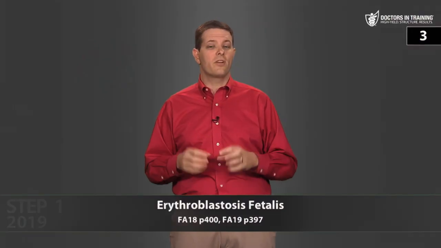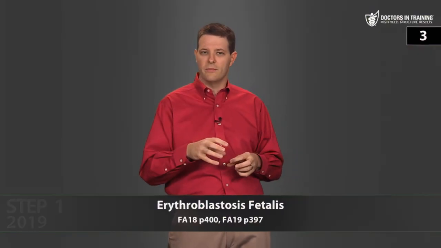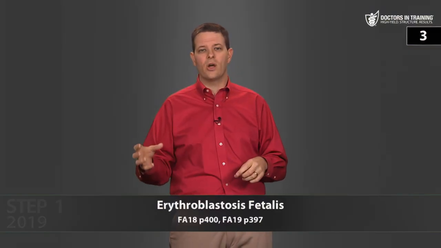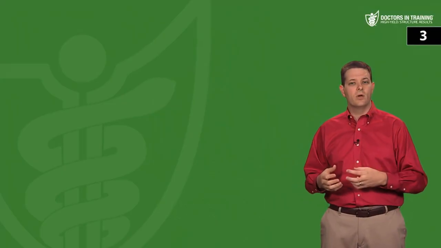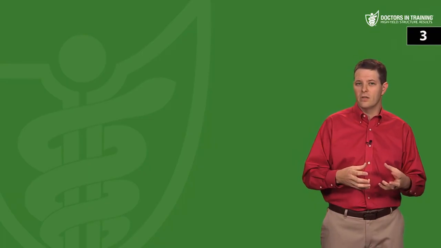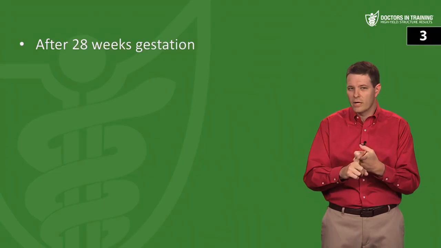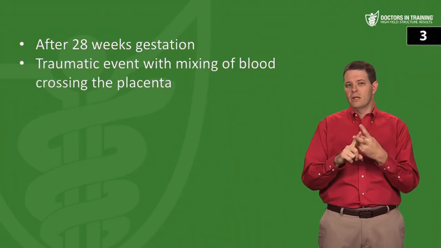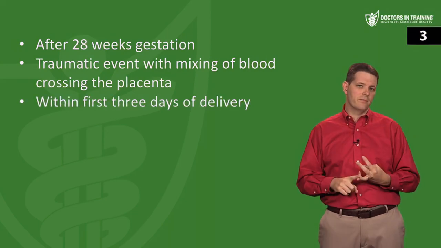Once the mom's immune system starts seeing those fetal RHD antigens, she's going to develop an immune response to them. So we hide the RHD positive fetal red cells by giving anti-RHD immunoglobulin so that mom never develops that immune response. So again, the scenarios where the mom's immune system is likely to see those red blood cells would be after 28 weeks, because you're more likely to deliver after 28 weeks, and at any traumatic event where you might have mixing of blood crossing the placenta, and also within the first 3 days of delivery.